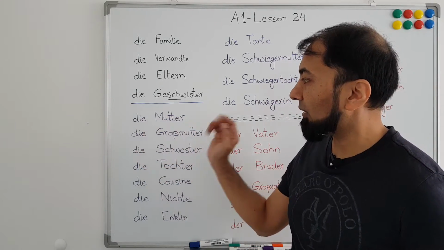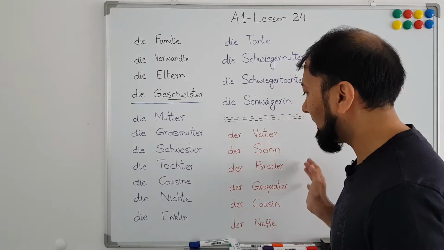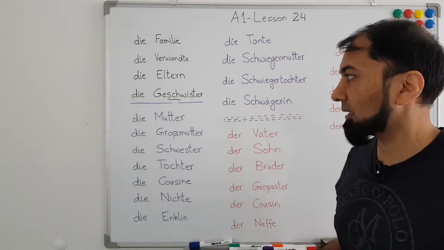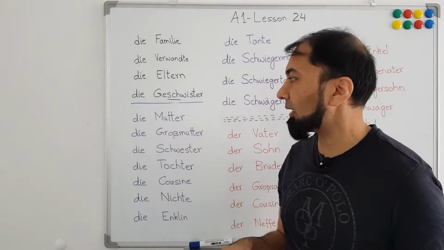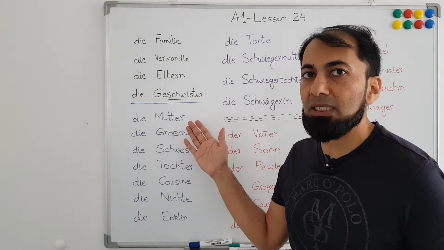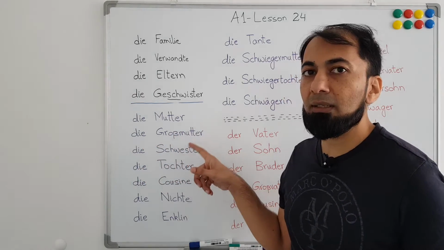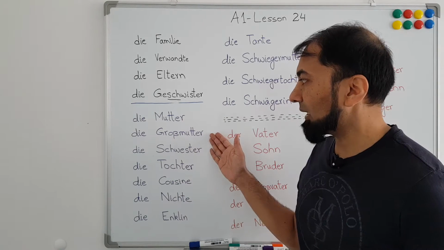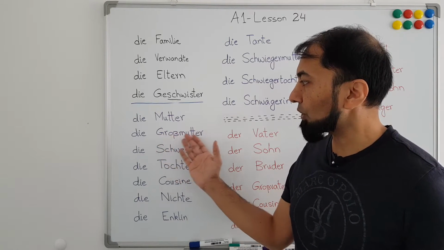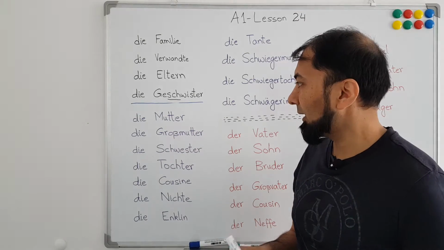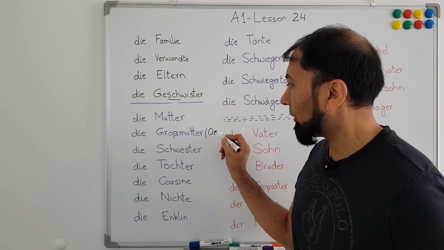Then we have the feminine relationships first, and then after that we will cover the masculines. So we start with the Mutter. Mutter is a feminine noun which means mother. Then we have the Großmutter, which is grandmother. So it's a single word starting with G. Großmutter, grandmother. Grandmother in German language is also called Oma.